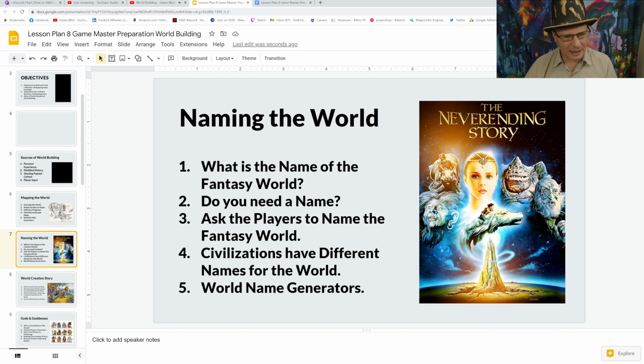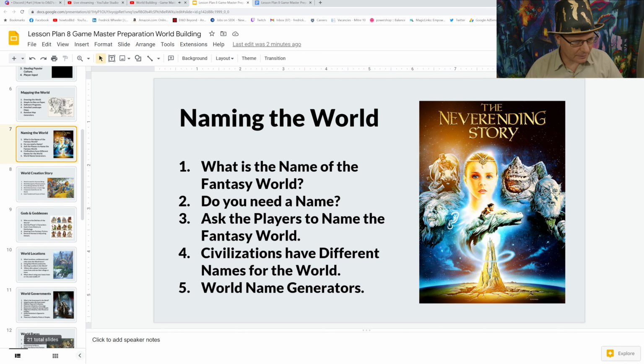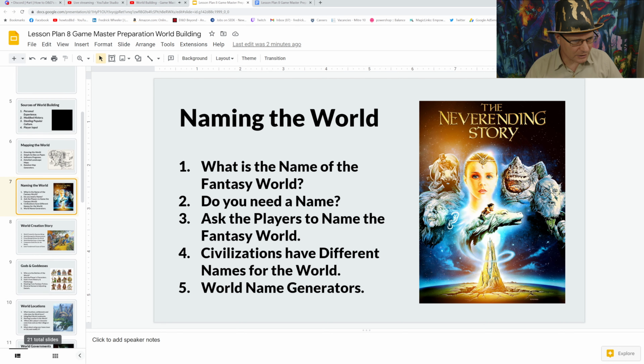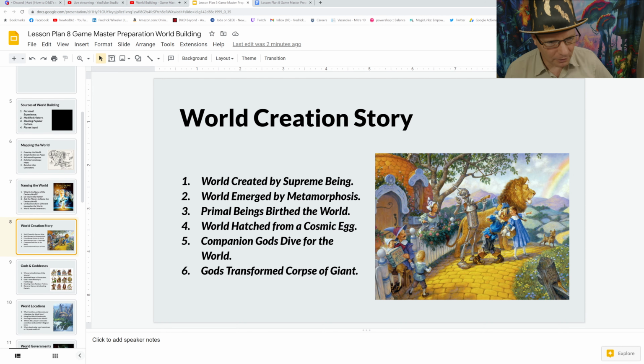Naming the world. What is the name of the fantasy world? Do you need a name? Ask the players to name the fantasy world. It works for some people. Civilizations have different names for the world. And this is something you'll find, I've talked about this before, and then world name generators. So this is all good, we'll leave that. So this series of slides is quite extensive, for those of you who aren't unaware. I put a lot of time and effort into world building.